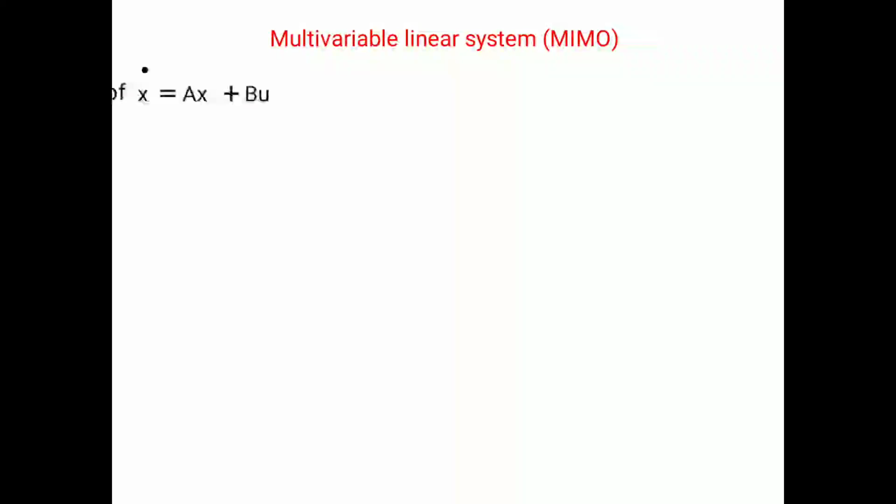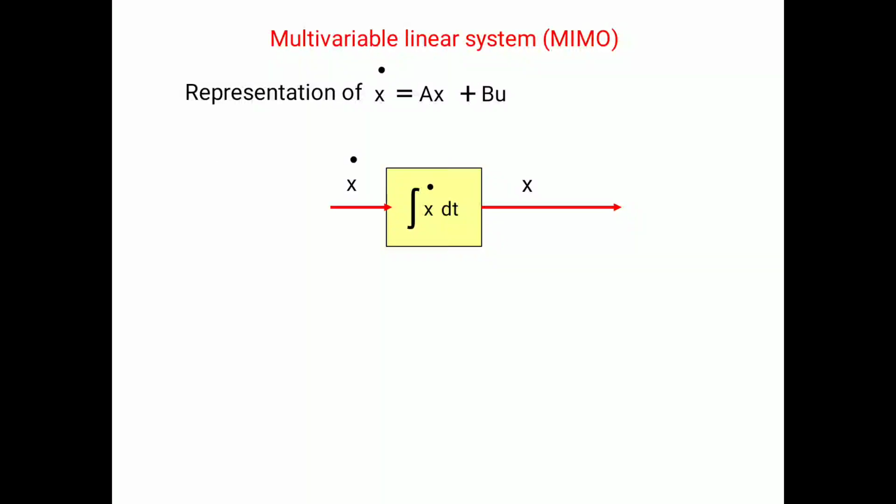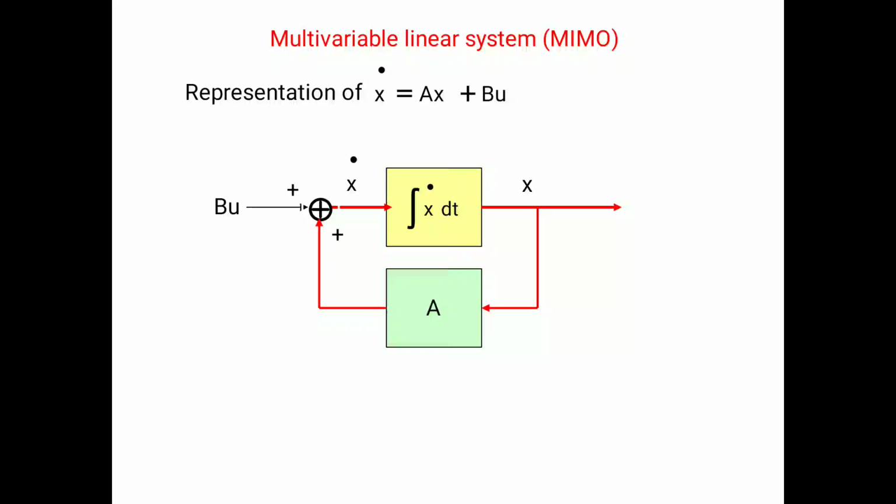Now we have a multiple input multiple output system. The representation of x dot of t, the state equation, is A into x plus B into u. So here, from x dot of t we require x, for which we require the integrator. By integrating that, we get x, which is multiplied with A, so we get A into x, the first term of the equation. Then that should be added with B into u. So the input is multiplied with the matrix B. So this is the equation of Ax plus Bu, that gives the x dot of t.